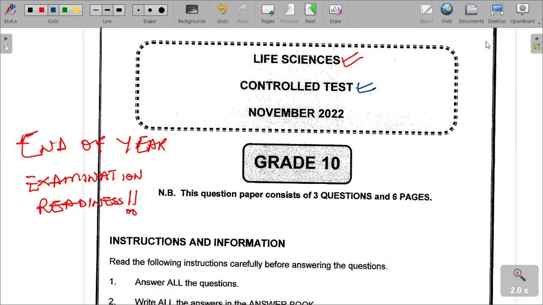Yes, good day, class. I welcome you to our revision segment of today. We are just going to quickly go through this previous paper. It's a controlled test, Life Sciences Grade 10, that was written in 2022. And please note that when you do these papers, you will never go wrong.